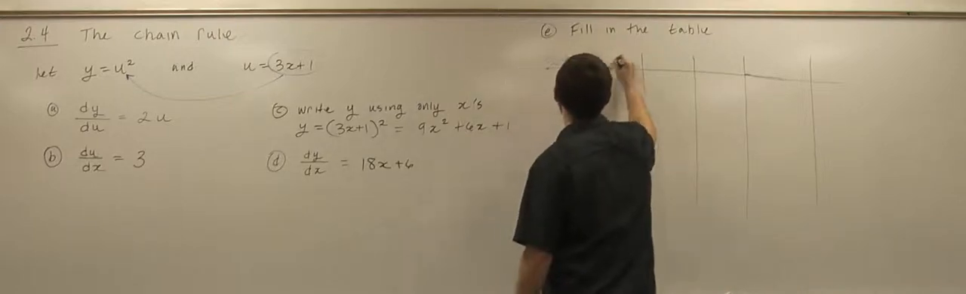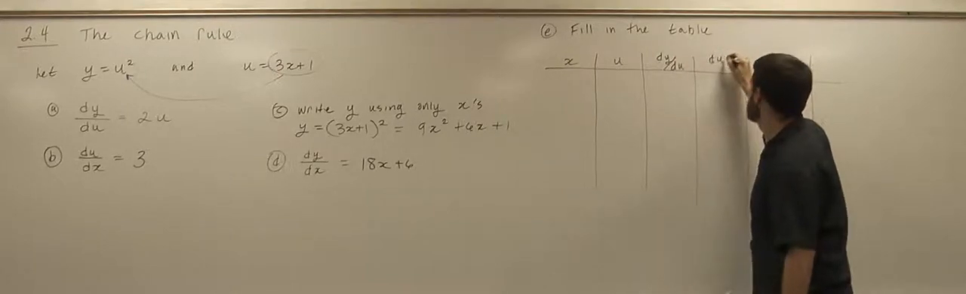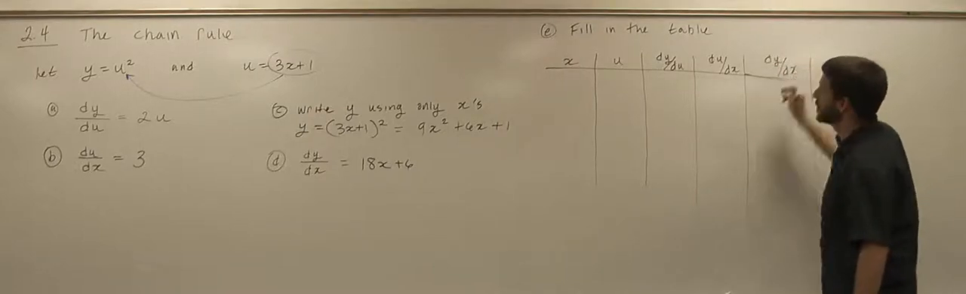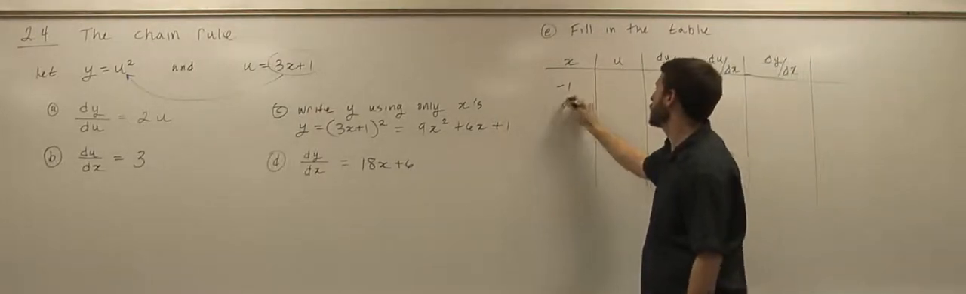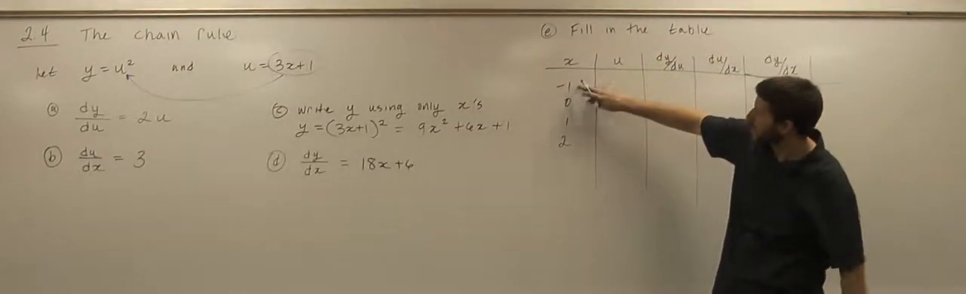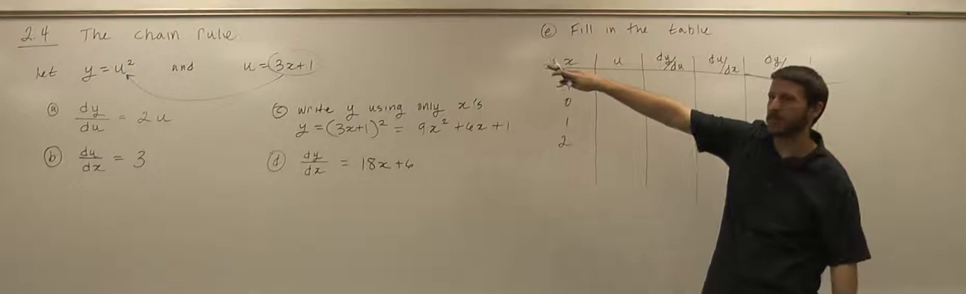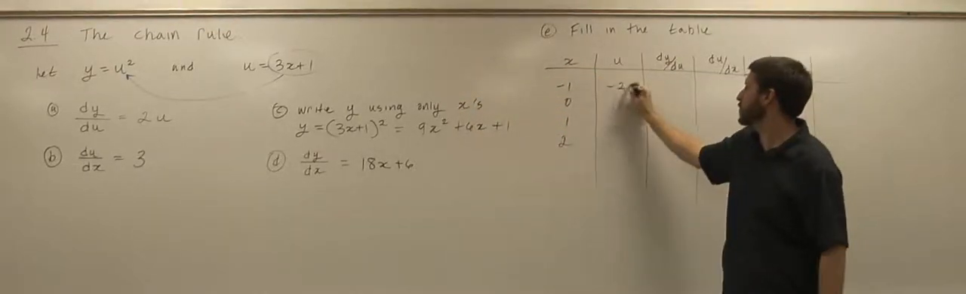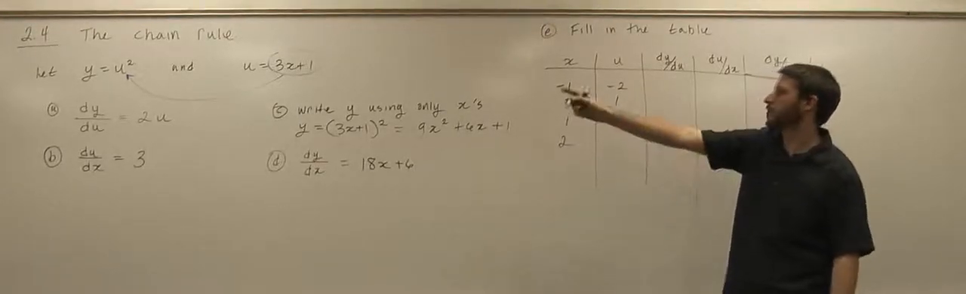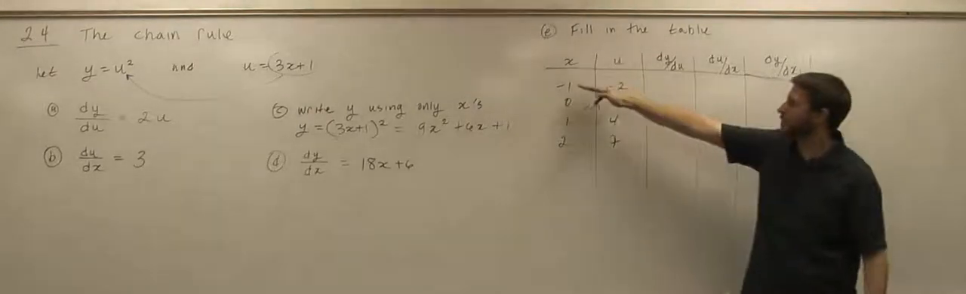So I want to do x, u, dy du, du dx, and dy dx. So let me just do it for some sample values, like -1, 0, 1, 2. So let me fill out u first. When x is -1, how do I figure out what u is? Plug it into the formula, right? -3 plus 1 is -2. 3 times 0 plus 1 is 1. 3 times 1 plus 1 is 4. 3 times 2 plus 1 is 7. So when x is -1, u is -2.